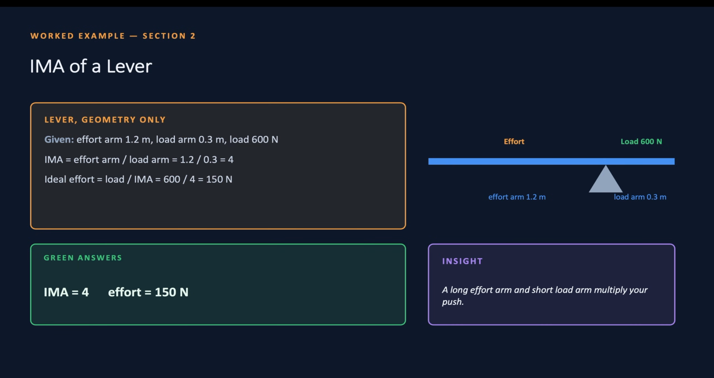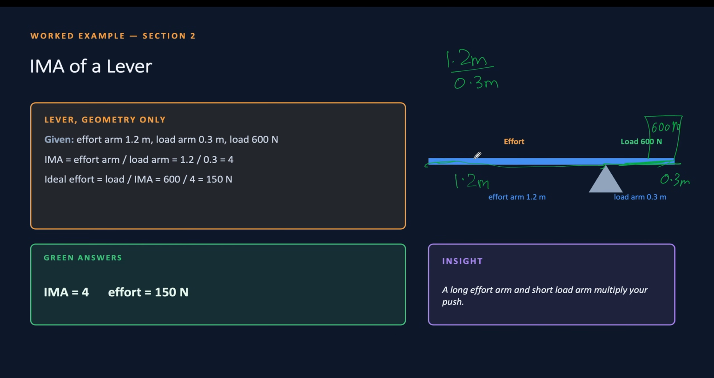Now let's go over how it looks in a lever. You have a load arm, which means a 600 Newton block at 0.3 meters here. And you have an effort arm, which is 1.2 meters. Okay, so how much is your ideal mechanical advantage? 1.2 meters over 0.3 meters, right?